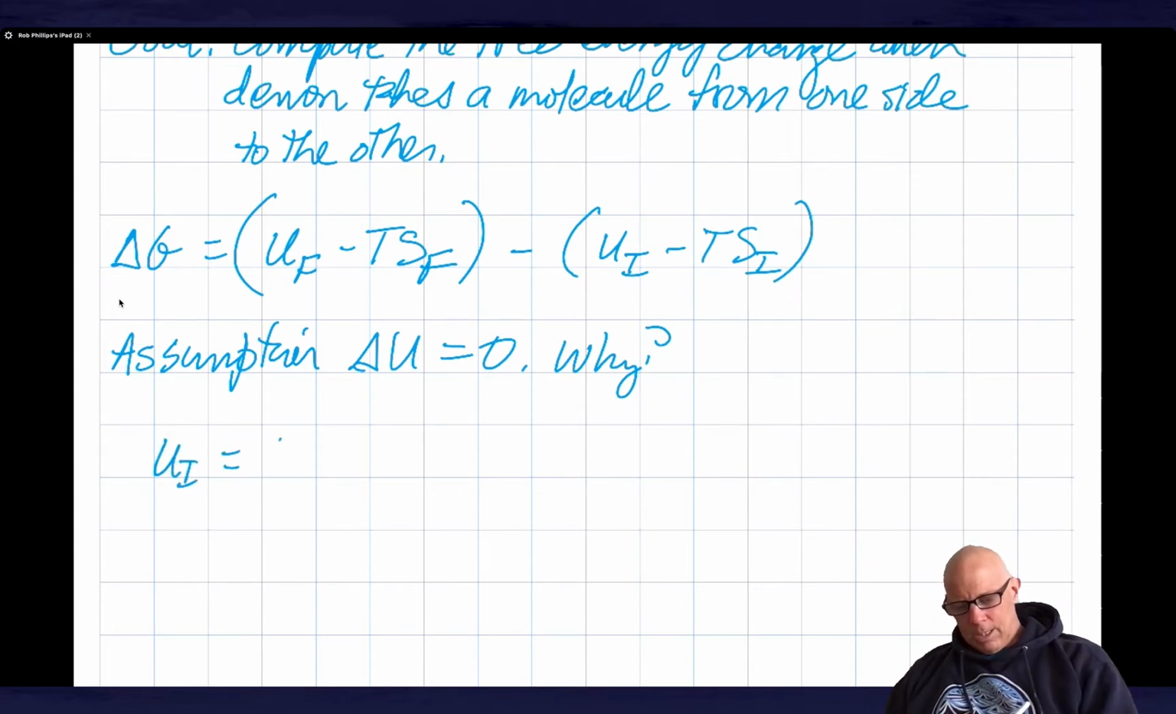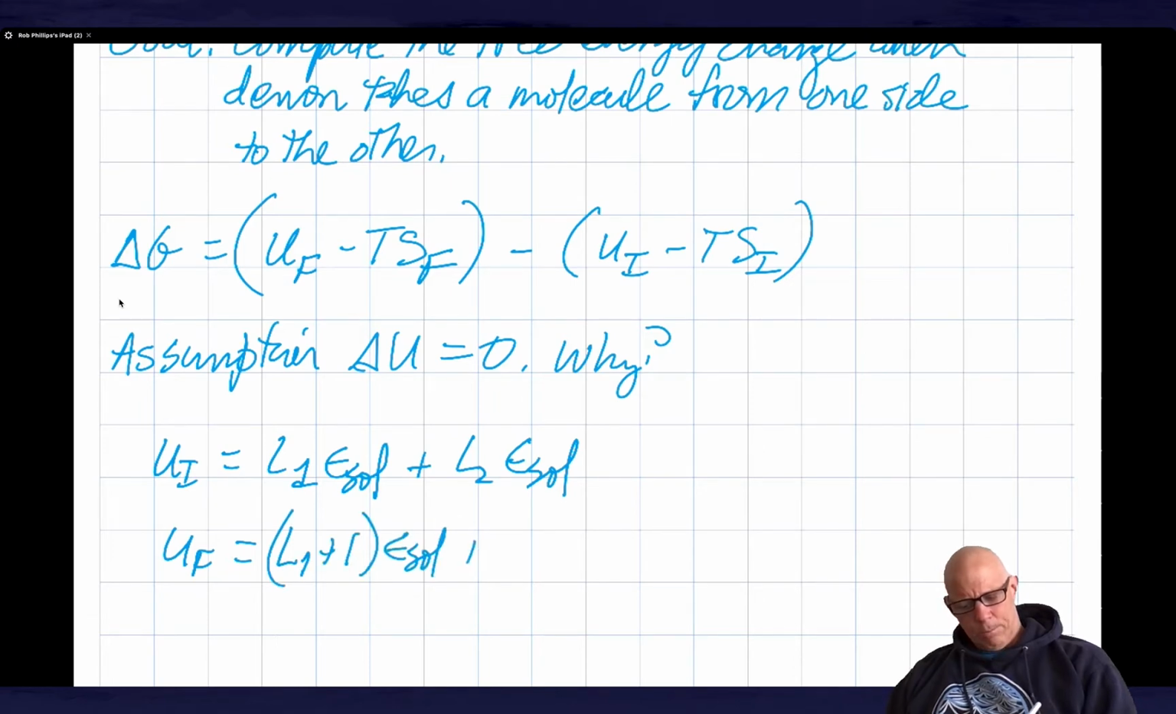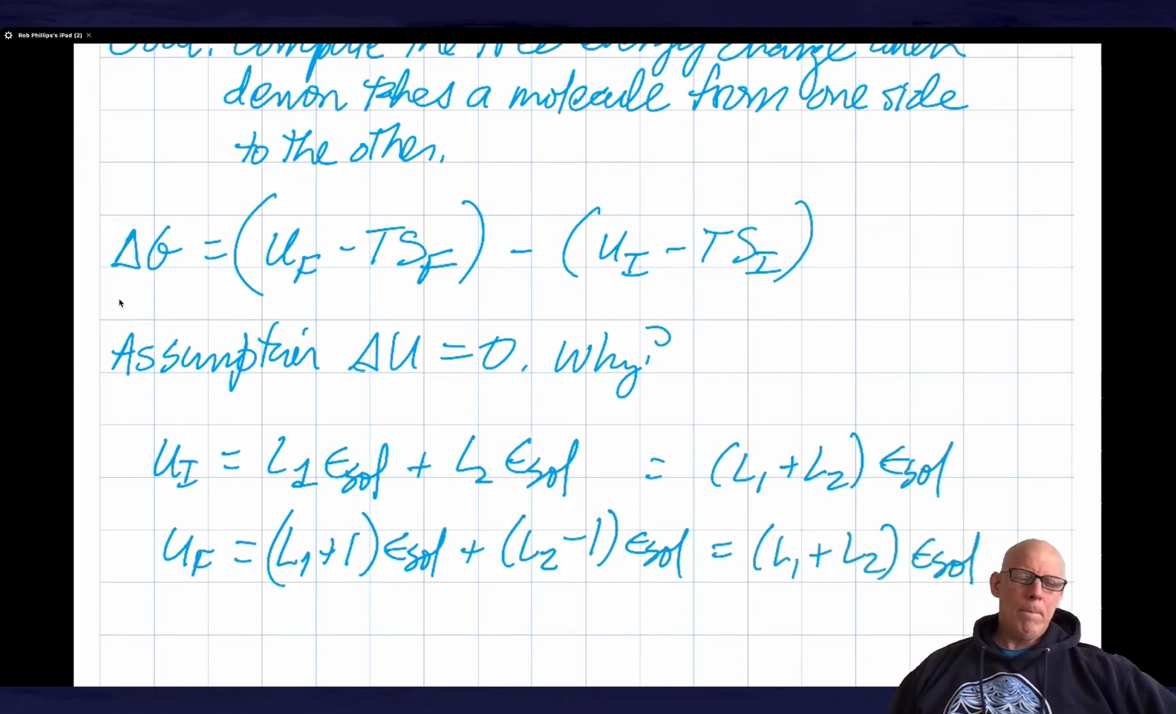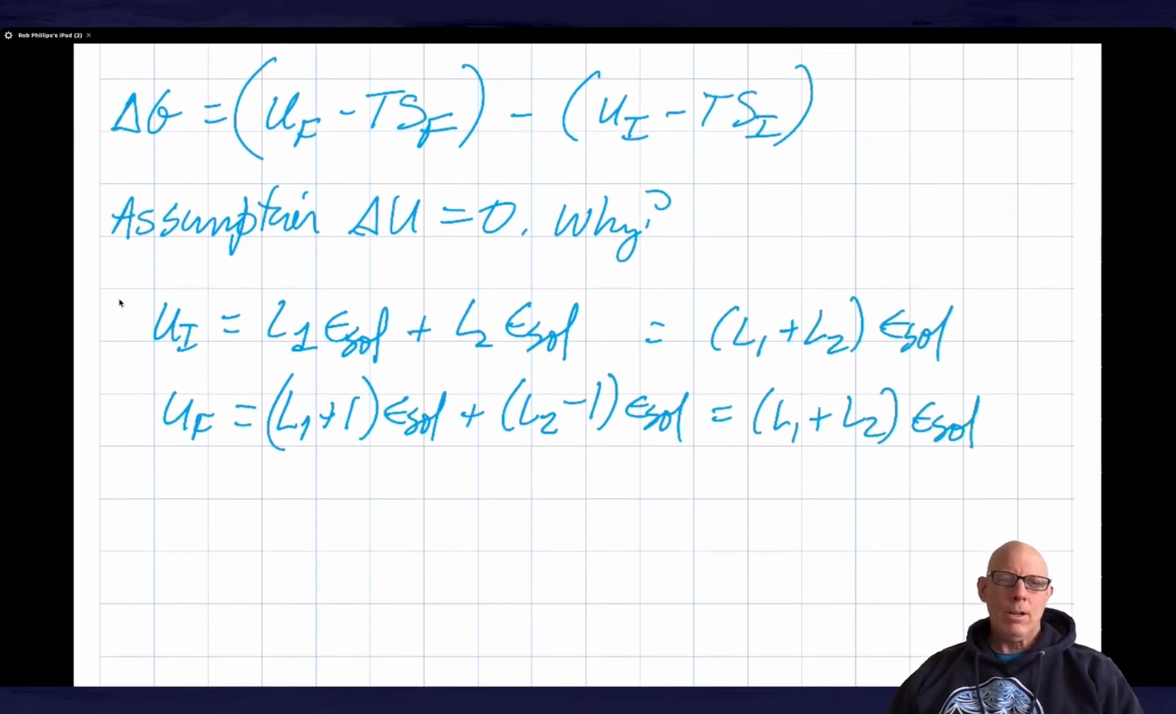U initial is equal to L1 times epsilon solution plus L2 times epsilon solution. And U final is equal to (L1 plus 1) times epsilon solution plus (L2 minus 1) times epsilon solution. What I've done is look at the left and right-hand sides, but this is equal to L tot, or (L1 plus L2) times epsilon solution, and this is also equal to (L1 plus L2) times epsilon solution. So all the particles are embedded in solution, and when I move them between the different sides, it doesn't change anything with respect to the internal energy.